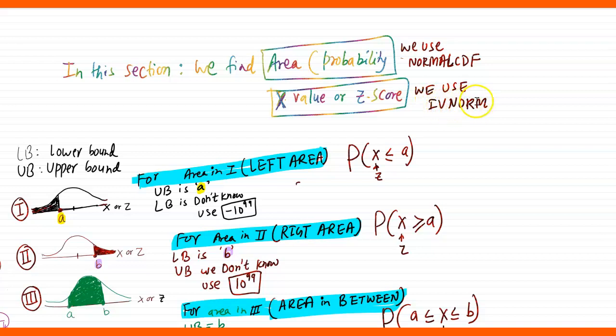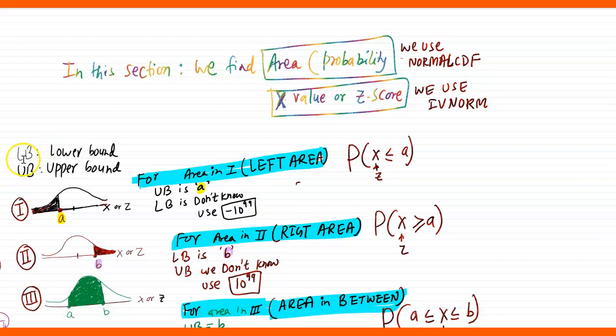Again, I'm going to show you how to do it using the calculator with the problem, but make sure that to find the area you use the normalcdf function in the calculator. To find the x value or z score, we use invNorm. Okay, let's talk about the basics.